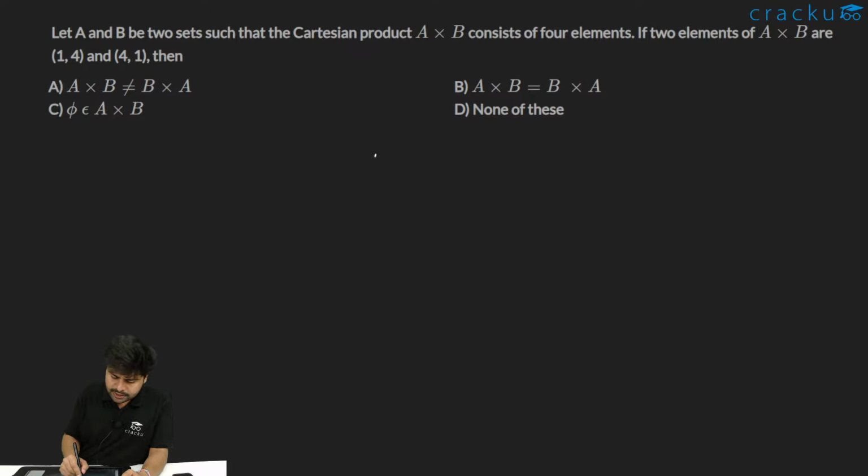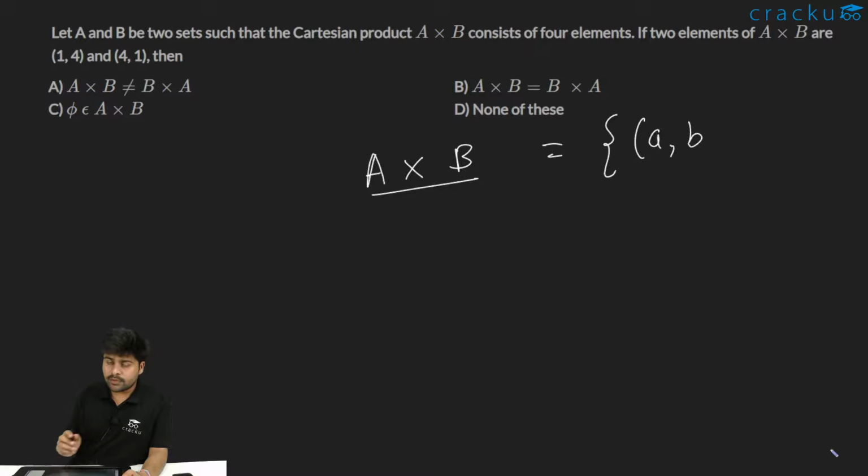Now we are taking the Cartesian product A cross B. Whatever comes in this set will be an element a from A and an element b from B, and this is how we define this Cartesian product. This means that the first elements are from A, and the second elements are from B.